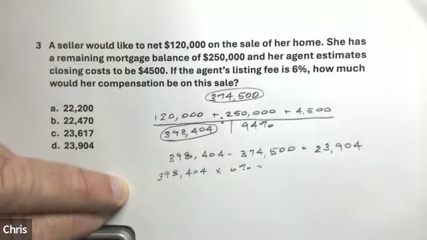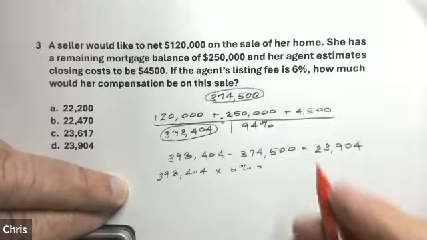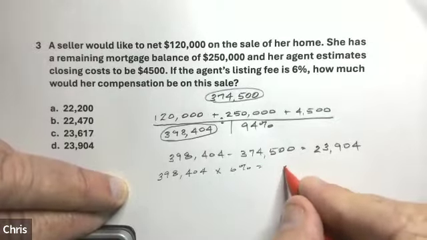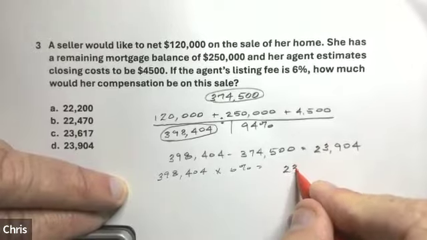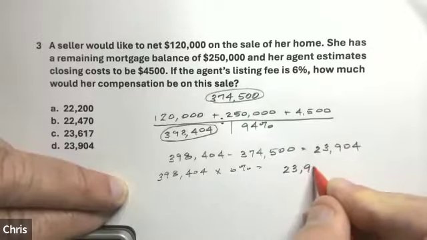Hopefully, I'll get the same number. If not, it means I've done something wrong. 23,904 and change, of course. I just went ahead and truncated this so it comes out to a whole dollar.